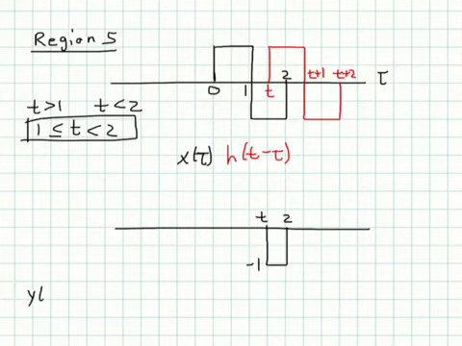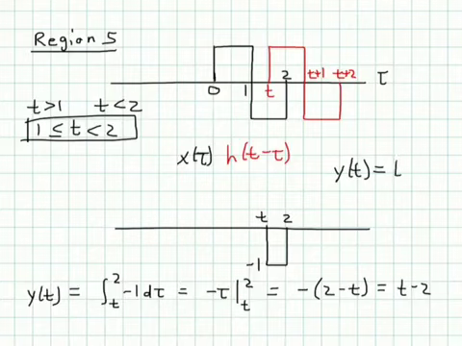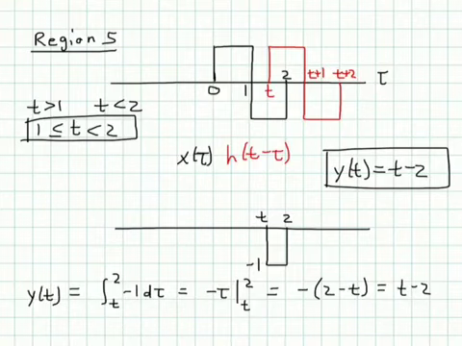So the integral in this region of x of tau times h of t minus tau is just the integral from t to 2 of minus 1 d tau, which is minus tau evaluated between t and 2, which will be equal to minus 2 minus t, or t minus 2. So in this region, y of t is equal to t minus 2.